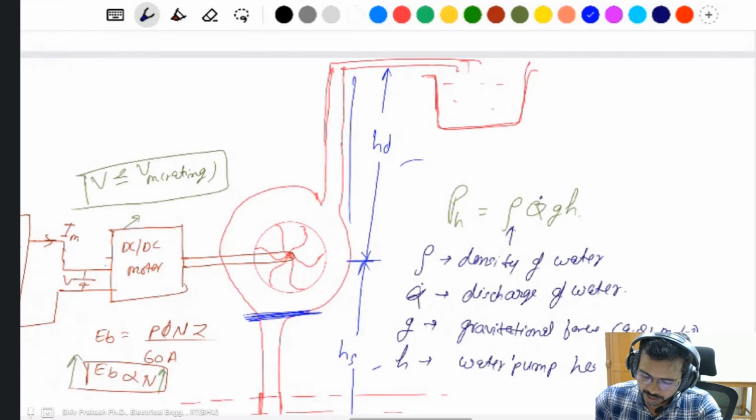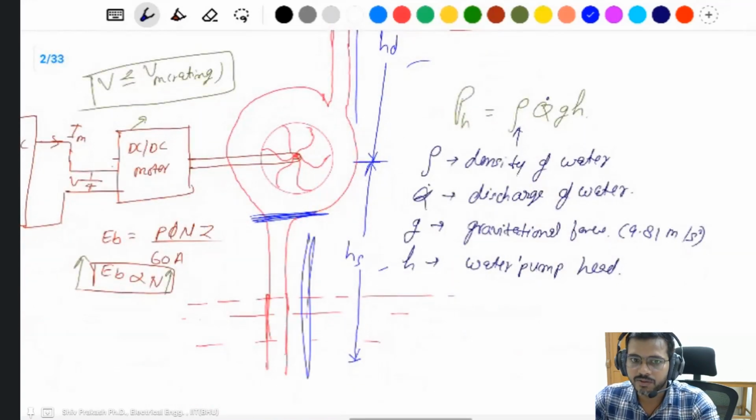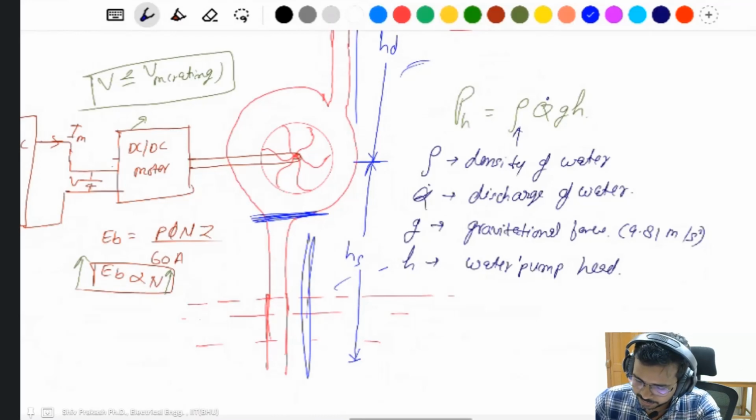This one is the suction head. That's why this is the discharge head.